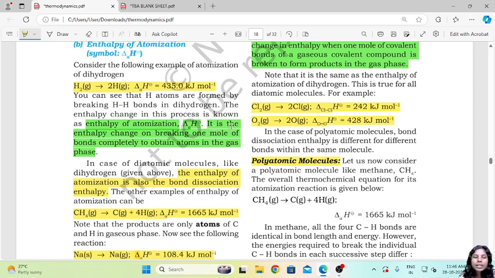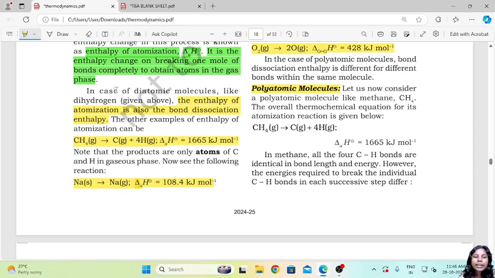Now in this, we say that it is the enthalpy change of breaking 1 mole of bonds completely to obtain atoms in the gas phase. So here we are considering the amount of enthalpy change that is required to break a bond completely in such a way that we obtain atoms of that molecule in the gaseous state.